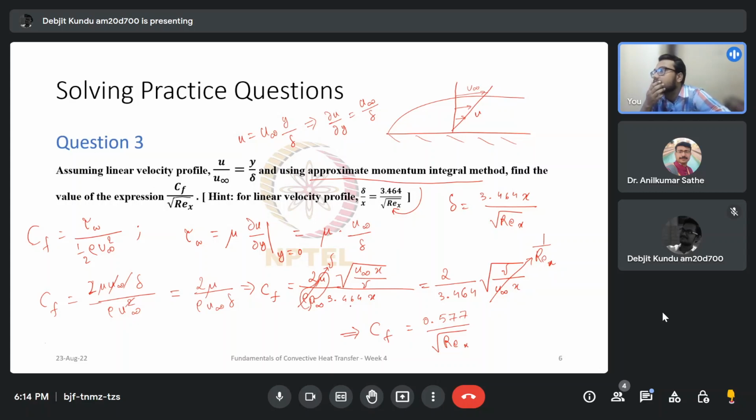Wait a second, did I make any mistake? Delta by x is this, delta equal to x and that. Sir, is it necessary to put the value of u infinity x upon nu as Rex? Otherwise it won't be simplified, no? We want the value of Cf in terms of Rex only. We can directly do it, no? Okay, let's try doing that. Let's see. I will remove all this.